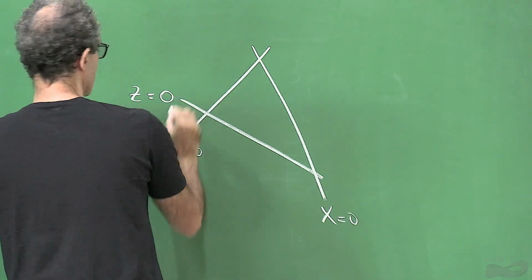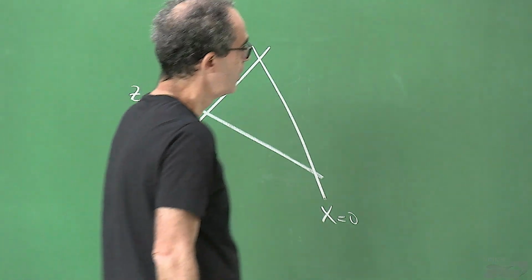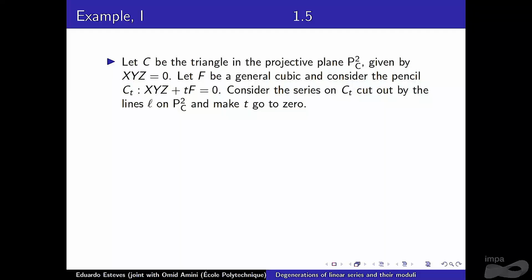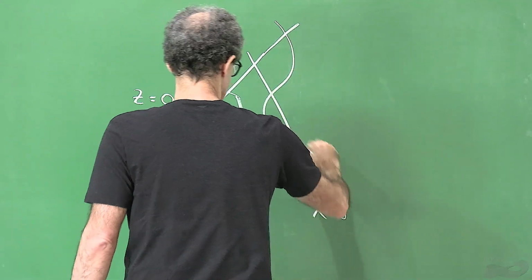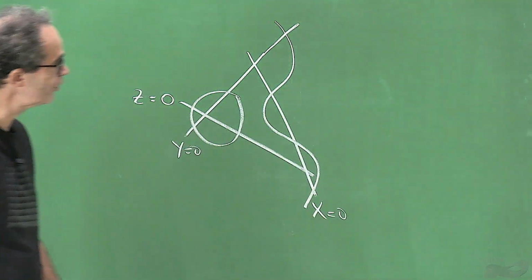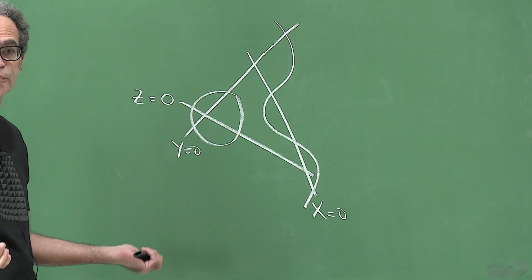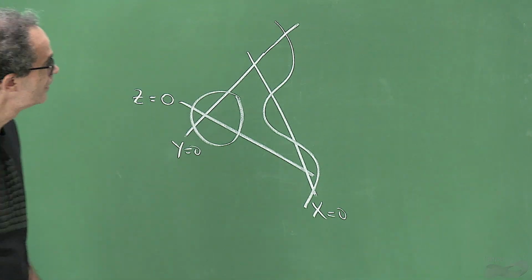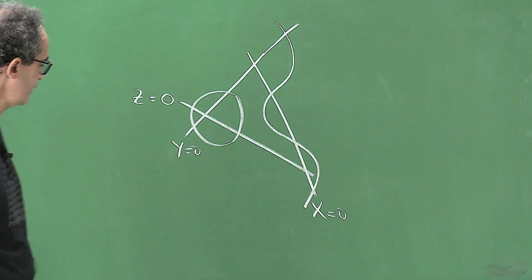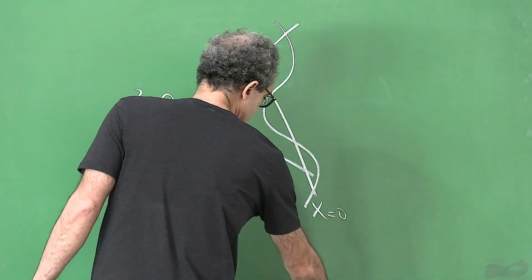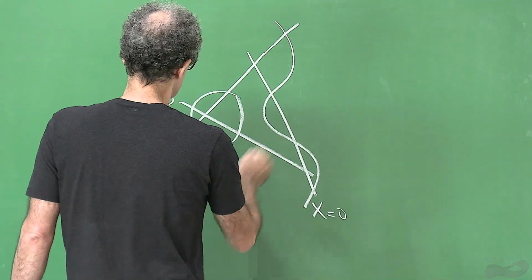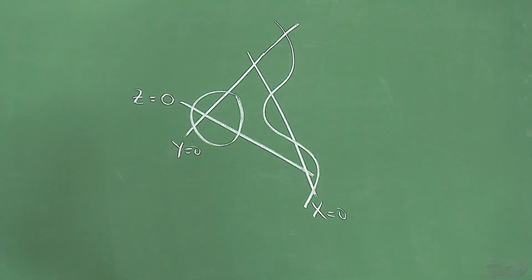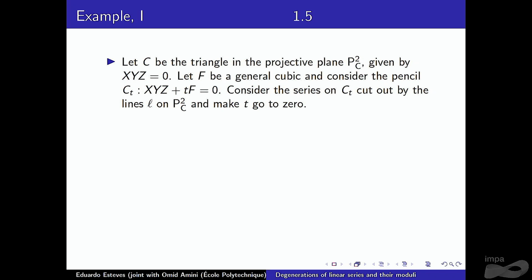And let's look at a simple degeneration, a pencil of cubics. So here we have our cubic. So that's our cubic, and let's look at the pencil. So let's look at a smooth cubic degenerating to the triangle. And let's consider the series on C_t cut out by lines. So, let's see what happens to this linear series when t goes to 0.